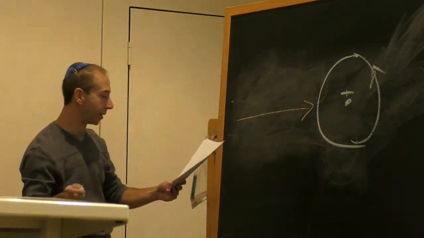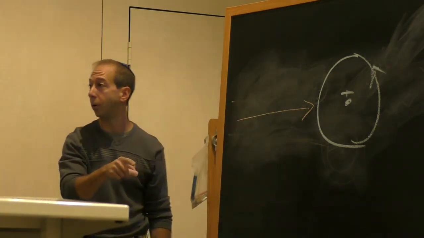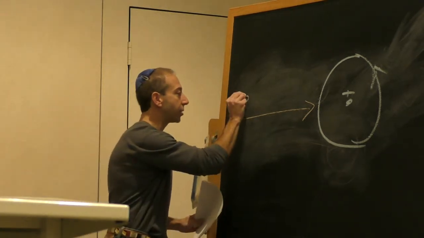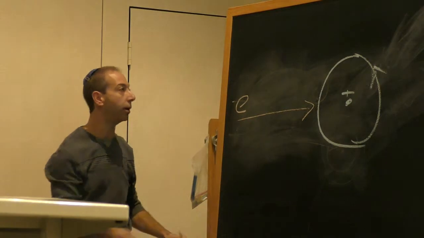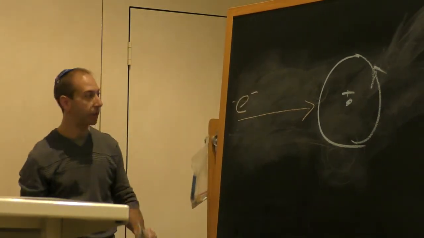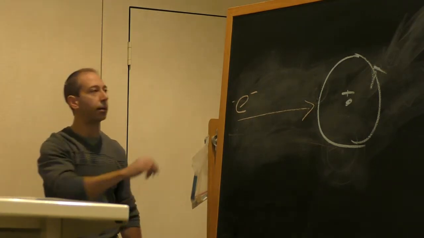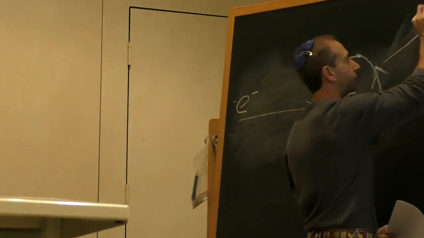The next Nobel Prize I want to talk about is similar to the photoelectric effect. This is Franck and Hertz that did this. In this case, instead of having a photon come in and seeing what happens, they have an electron come in and they see what happens. The electron comes in with a lot of energy, and it bounces off. Now, there's an important difference here.